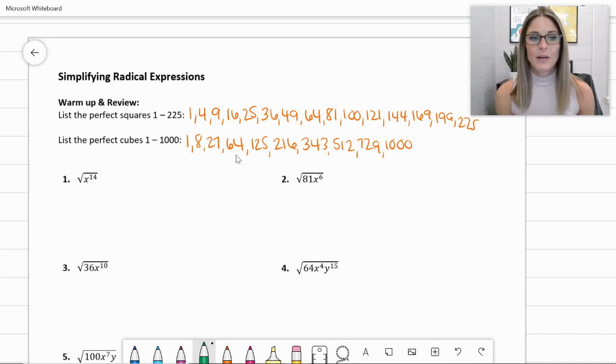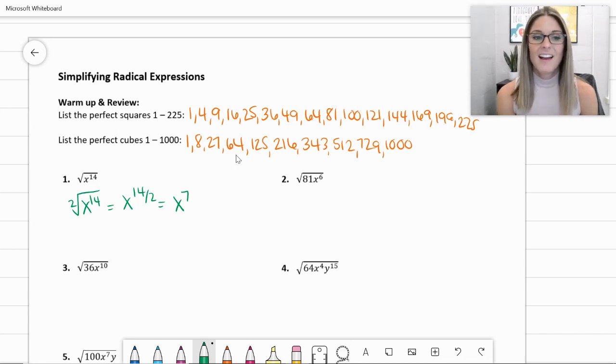Number 1, the square root of x to the 14th. I want to piggyback off our last lesson, and I want to remind you that this is a square root of x to the 14th. And let's use that rational exponent rule. I can rewrite this as x to the 14 over 2, which simplifies to x to the 7th. So I know we have simplified radicals before, and we have simplified variables in our radicals. But now let's make the connection with the rational exponents. And you can see now why the square root of x to the 14th is x to the 7th.